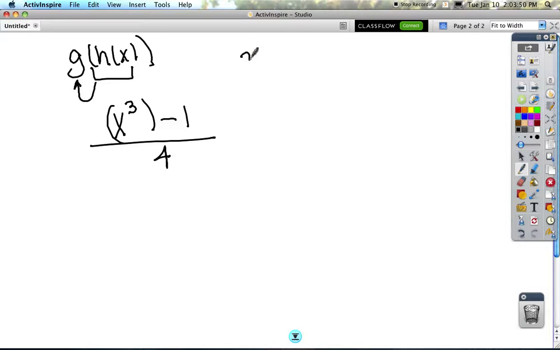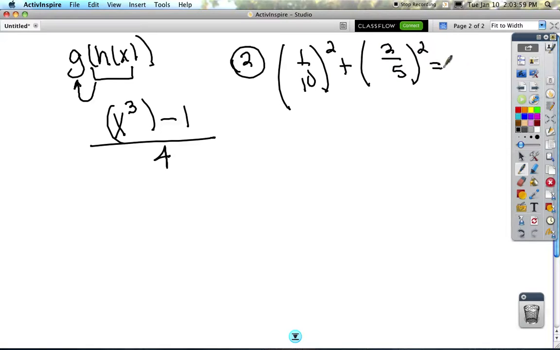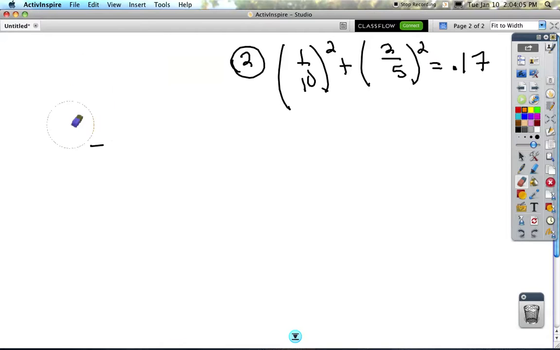All right, turn to the next page, number 2, at the top of the next page. You've got (1/10)^2 + (2/5)^2, and you're trying to prove that it equals 0.17. So you have a couple of options here. You can change these to decimals and square them if you want to. So you could have done 0.1^2 + 0.4^2.